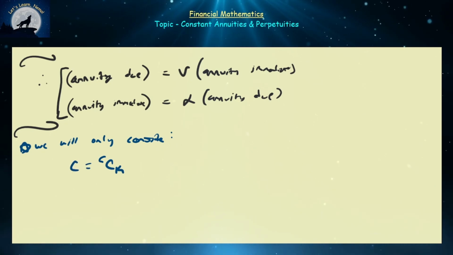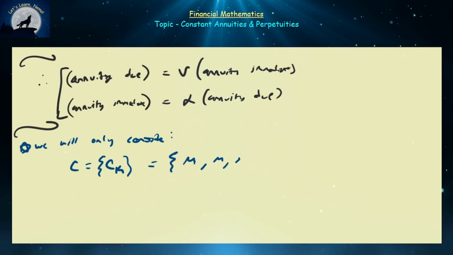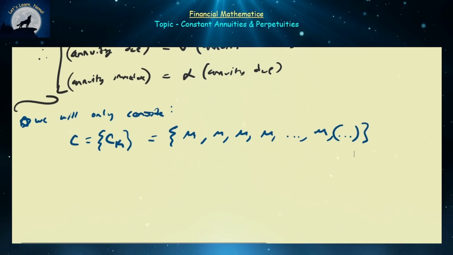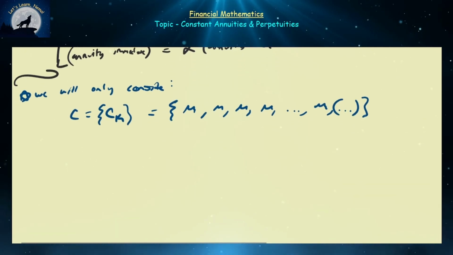So C is equal to C_k, where this is equal to M, all the way down to M, and potentially forever. Right, so we're only going to be looking at constant level annuities and perpetuities, and we're going to be looking at both the constant annuities immediate and the constant annuities due, and also the perpetuity perspective of those. So let's go back and refresh our memory of what we actually mean by present value.